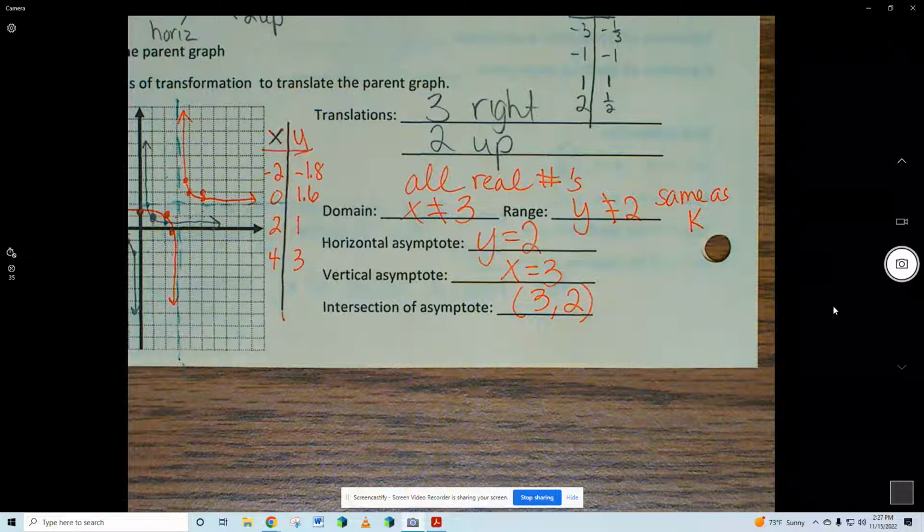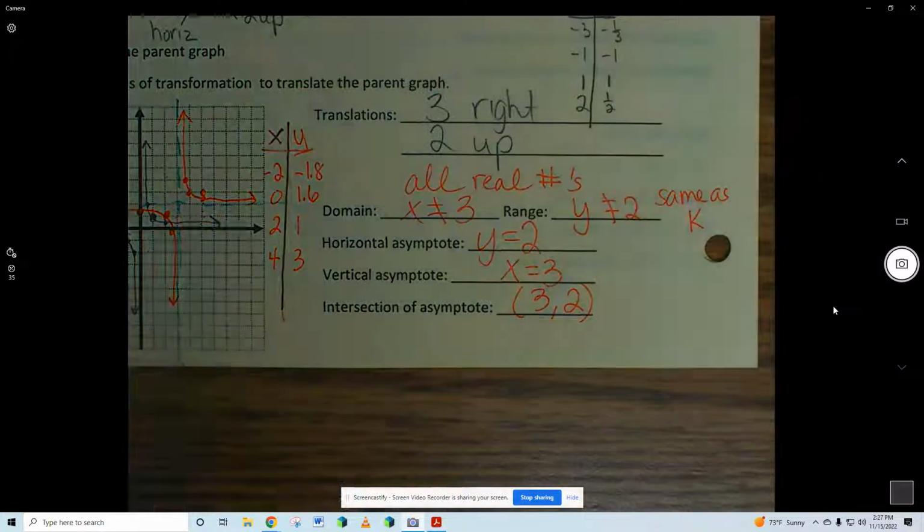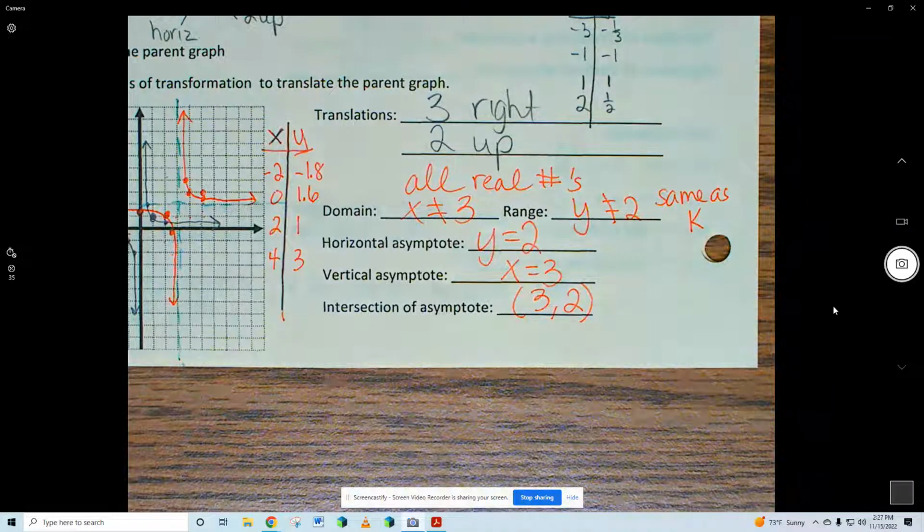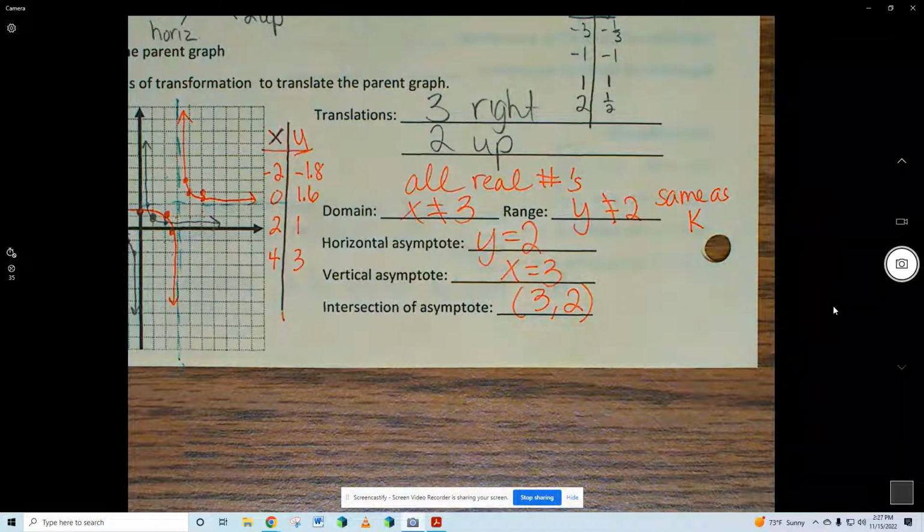In your packet, the next page is going to be homework. I only want you to do the evens, please. Can you please write that on your paper? 2 through 14 even.